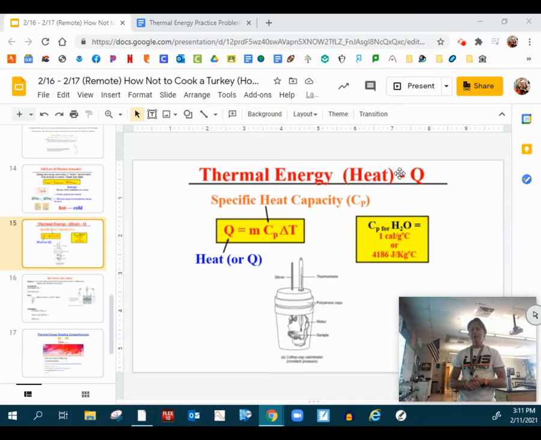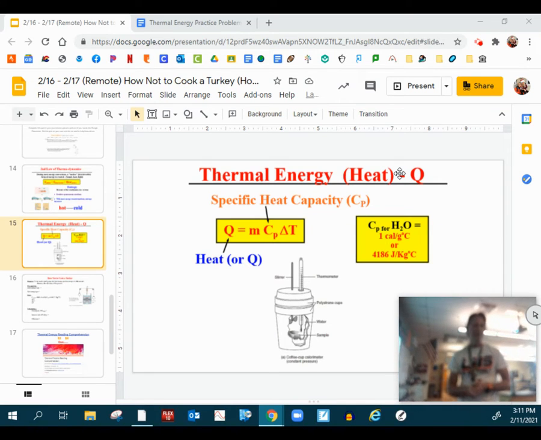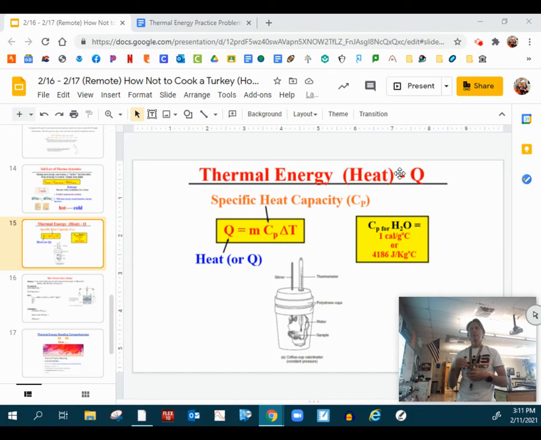Hey everybody, we are going to be doing a mini lab at home today. And the result of this mini lab, you're going to come up with an efficiency calculation that we're going to share with some partners when we come back to school on our next in-person day.